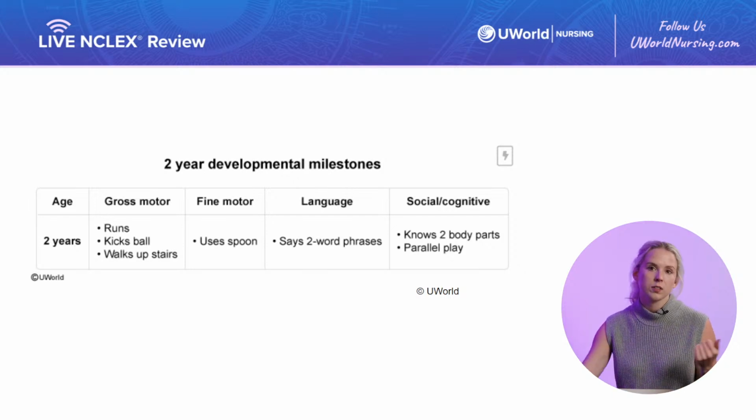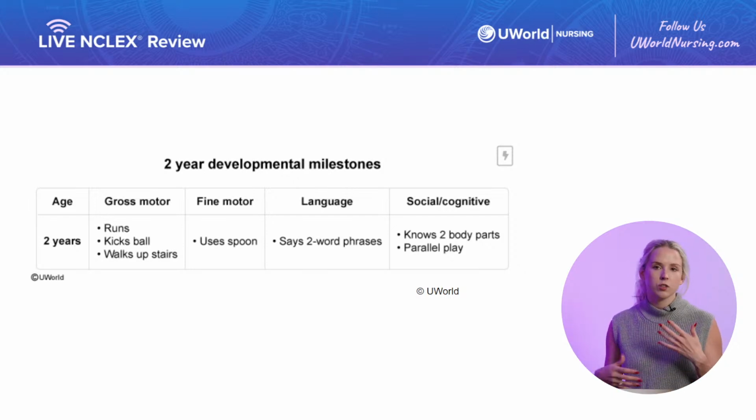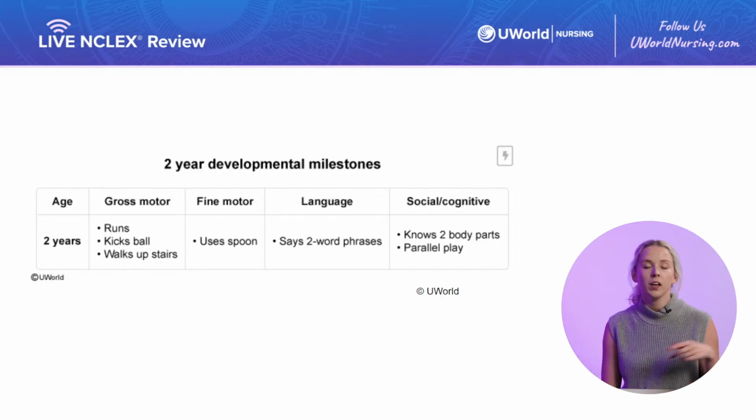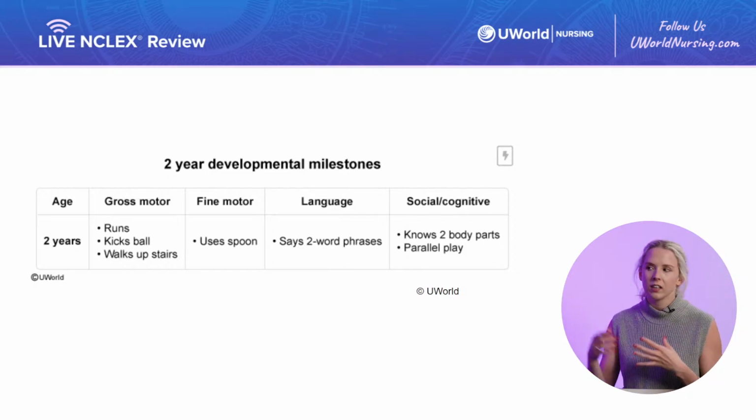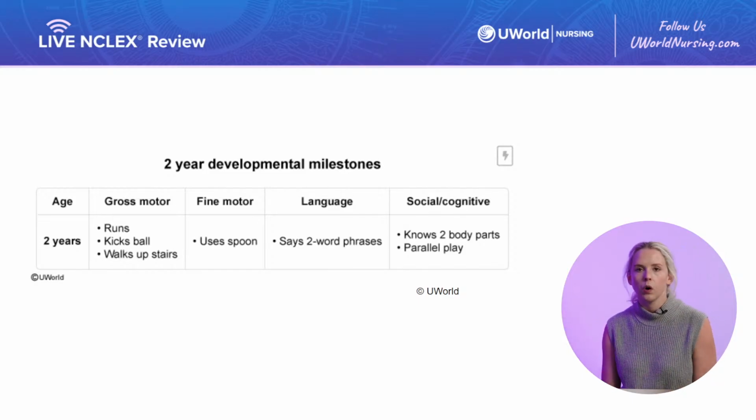Language skills also see some big development. So now these 2-year-olds are able to say 2-word sentences, and that's a good way to remember: 2-word sentences, 2-year-old. So they can identify things like little dog for a stuffed animal or purple book if they're looking at a book on the shelf.